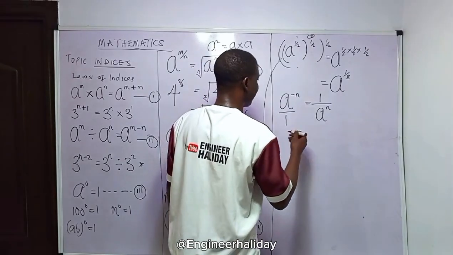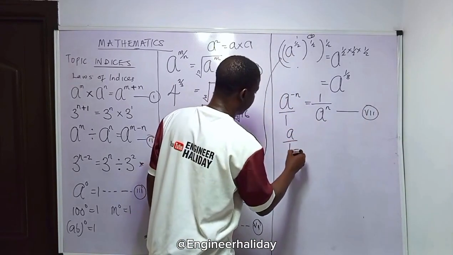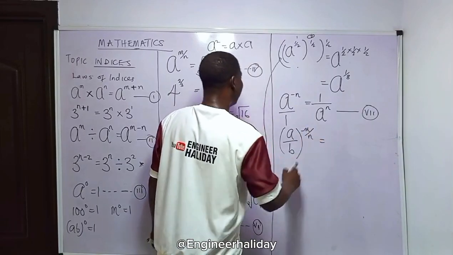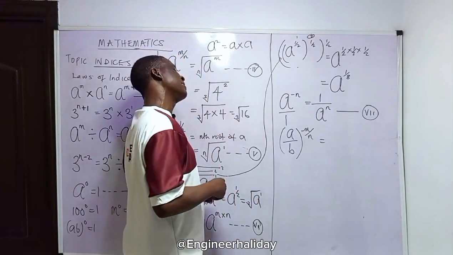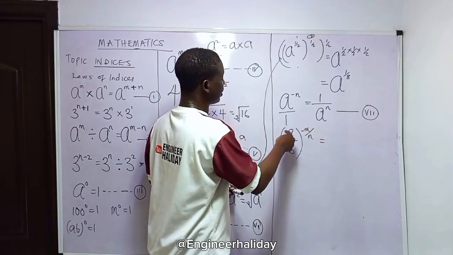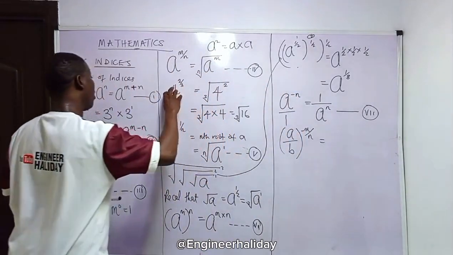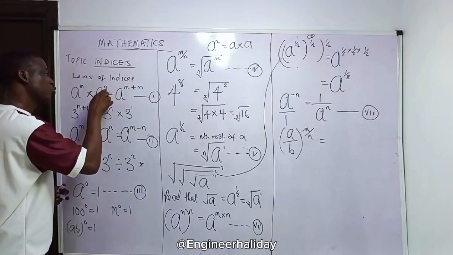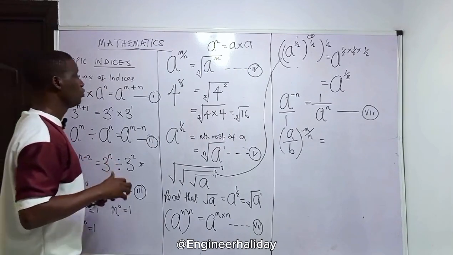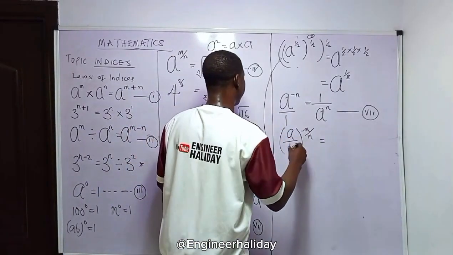Now let's take a similar example. This is 7. Let's say we have a over b all raised to power minus m over n. Now I have a problem here in the sense that you don't need to interchange your power. What you interchange is the base. This is the base. Don't forget, all this one is base. They are all base. These ones are power or the index. Now you don't affect the power. You only affect the base.